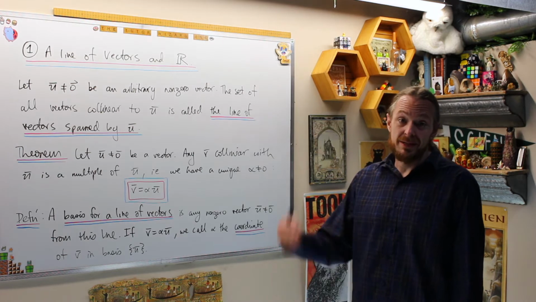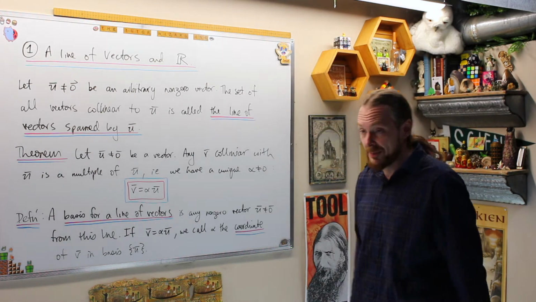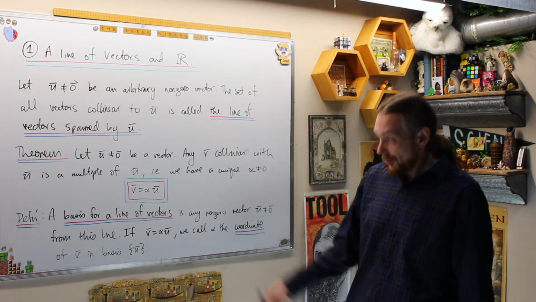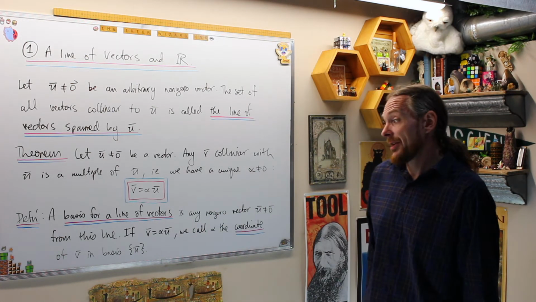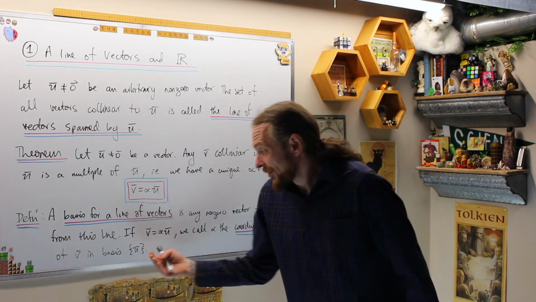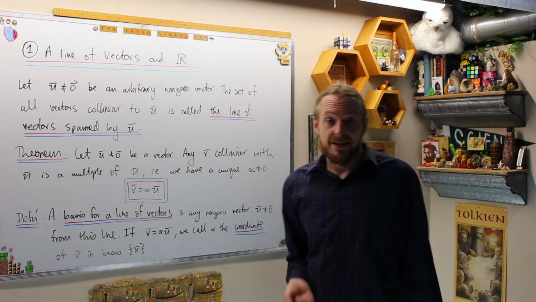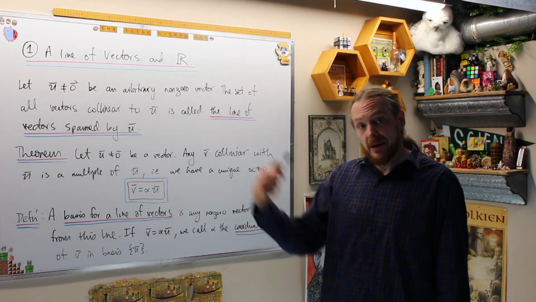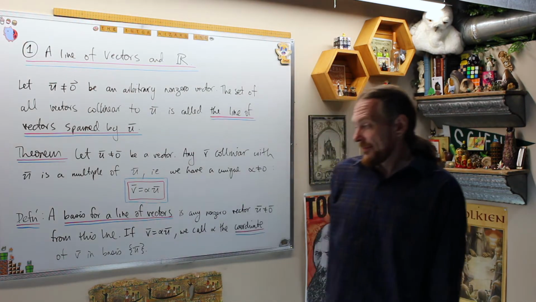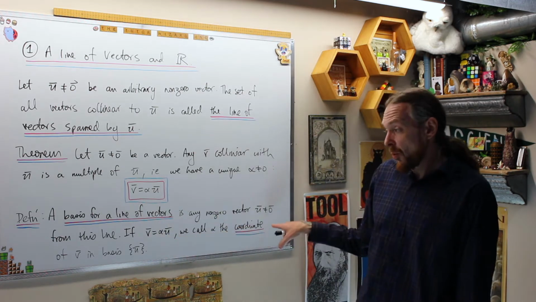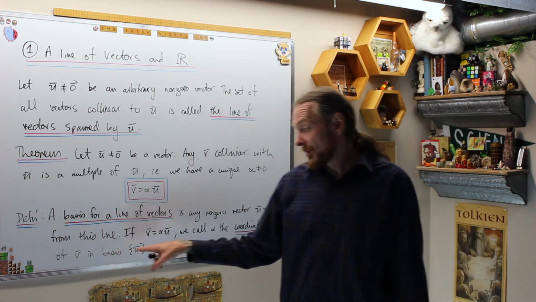What is a basis? We're going to do this dimension-wise, and then when we do it in the next chapter, a basis will be in general just something that has two properties. We'll go over that later. Right now, a basis for one dimension, what we call a basis for a line of vectors, is any non-zero vector u in that line, i.e. it's on the line or parallel to that line. Moreover, if v is alpha u, we call alpha the coordinate of the vector v with respect to the basis.